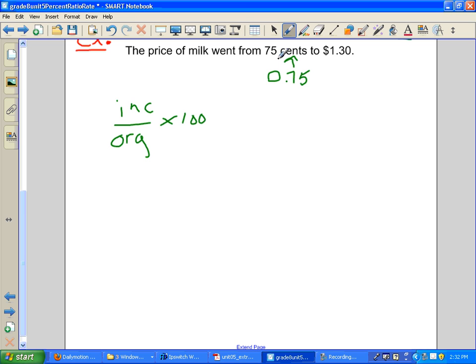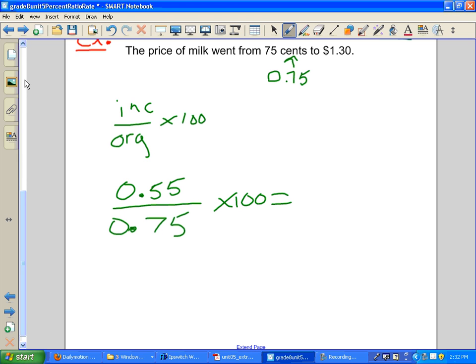So the increase, it went up a quarter, 55 cents. So it went up 0.55. The original amount was 75 cents. So 0.75 is 75 cents. Times that by 100, and you will get your percent increase.